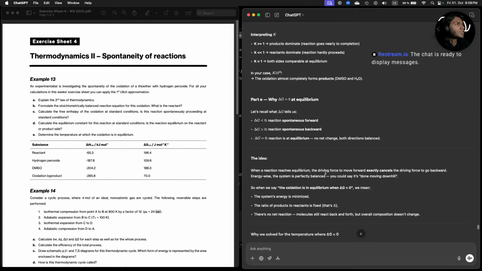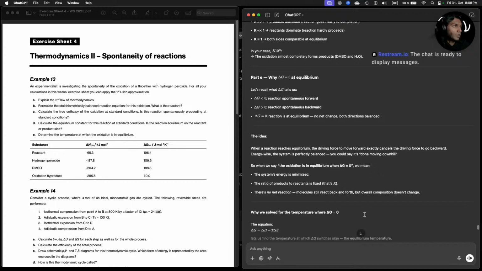When a reaction reaches equilibrium, the driving force to move forward exactly cancels the driving force to move backwards. Energy wise, the system is perfectly balanced. You could say it's done moving downhill. When we say the oxidation is in equilibrium, we mean the system's energy is minimized, the ratio of product is fixed. You mean fixed or equal? Overall composition doesn't change. This part I'm kind of confused.